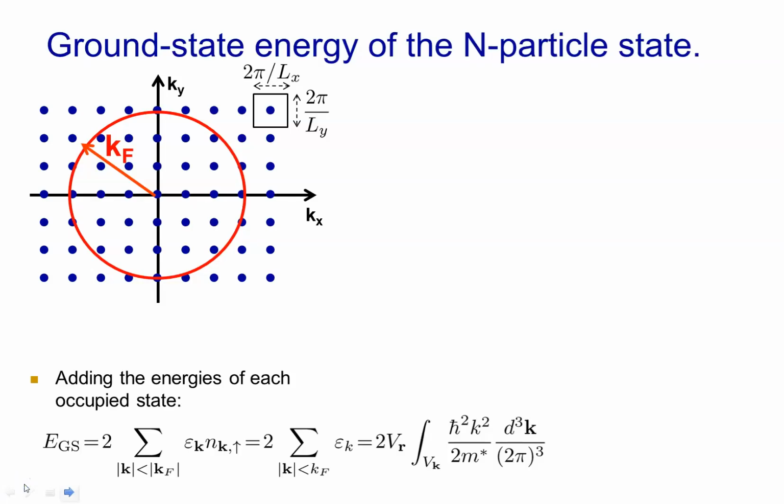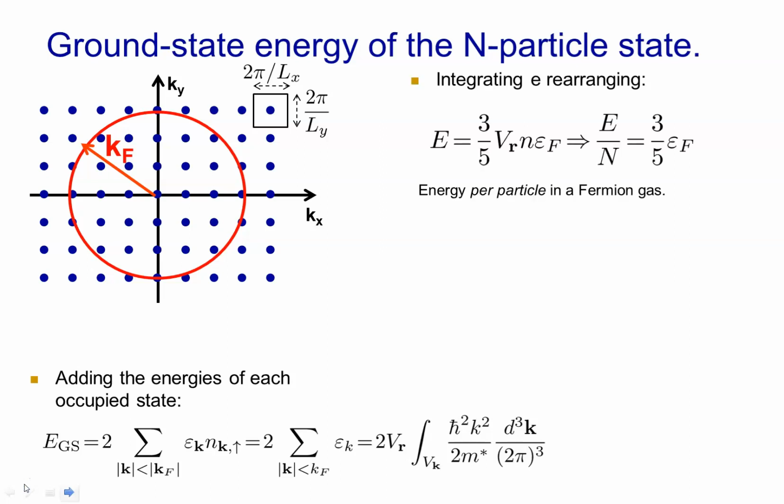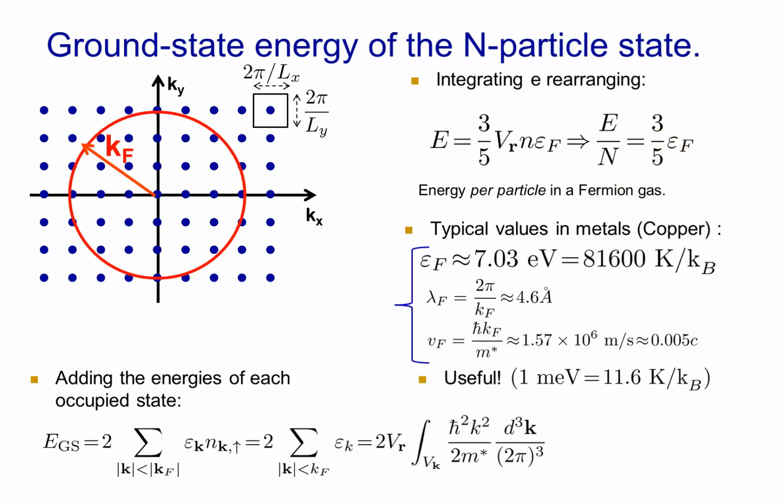So coming back again to the slide, let's keep going. So we did just that calculation on the blackboard, and the energy per particle is 3/5 of the Fermi energy. And typical values for those: in metals, in general, Fermi energies are of the order of electron volts. So it is essentially 7 electron volts, 5, depending on the metals. So if I convert that to temperature, that would be like 80,000 degrees Kelvin.